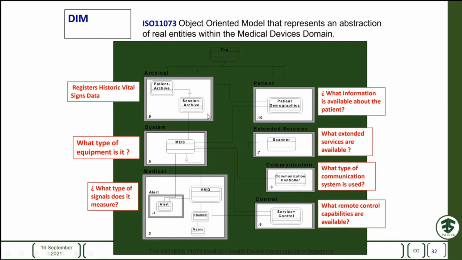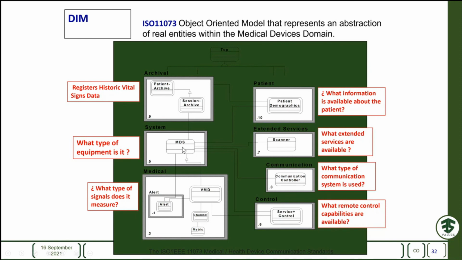We understand a session as something that is correlated to the same patient and has to do with a particular timing of activity. For example, if it is the intensive care unit, maybe we consider a session the collected data of one day. That is a way of archiving the information. So we have the functionalities of the domain information manager related to registering historic vital sign data.